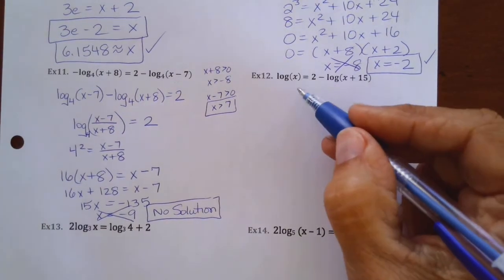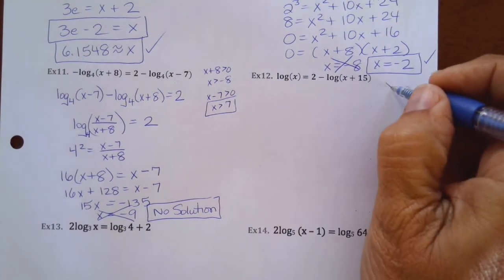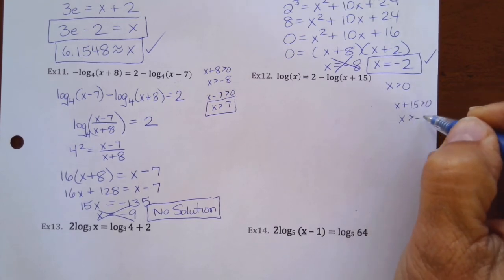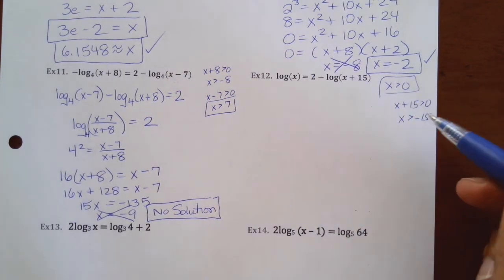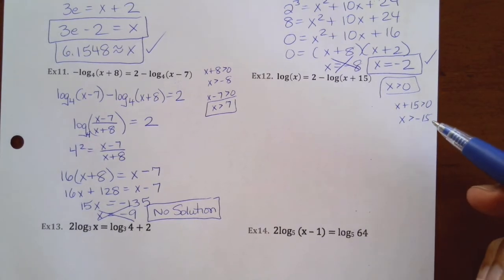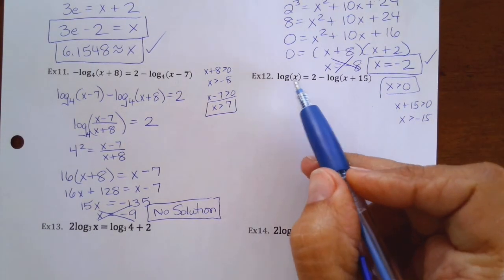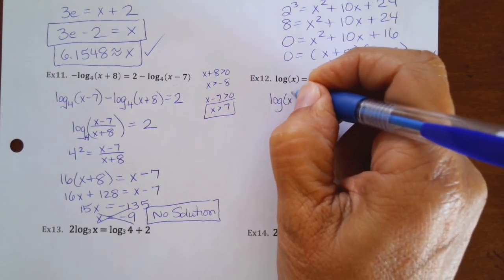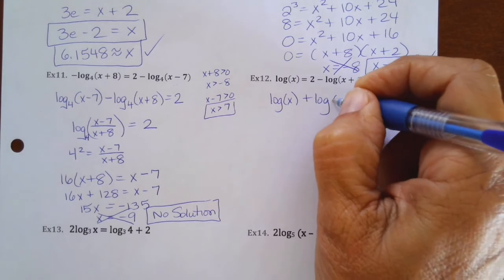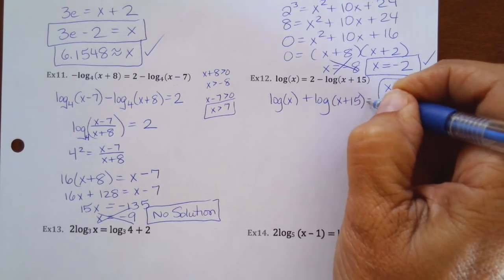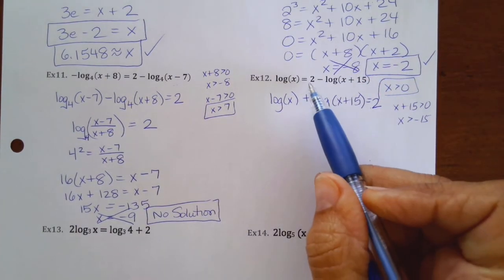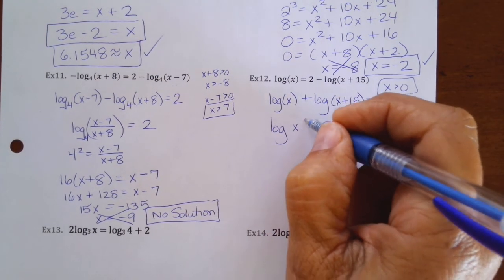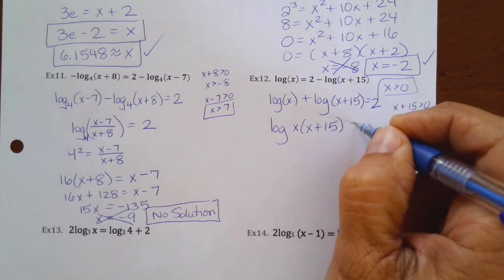All right, let's look at the domain of number 12. X has to be greater than 0, and x plus 15 has to be greater than 0, which is x greater than negative 15. So bigger number, so all your answers have to be bigger than 0. All right, so got the log of x. Let's bring that log of x plus 15 over. So when we move it over, it'll become positive. And that's going to equal 2, okay? 2 is already positive on that side. So you have two logs being added. So we're going to multiply those together to condense.